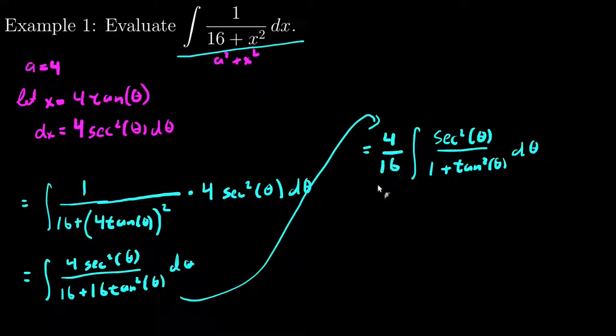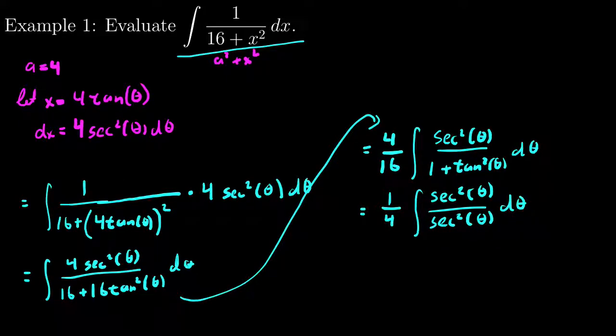So I can go ahead and rewrite this. 4 over 16 is the same as 1/4. Integral, numerator is secant squared theta, denominator is also secant squared theta, d theta. Those cancel. And so now I have 1/4 times the integral of 1 d theta, which is equal to 1/4 theta plus c.